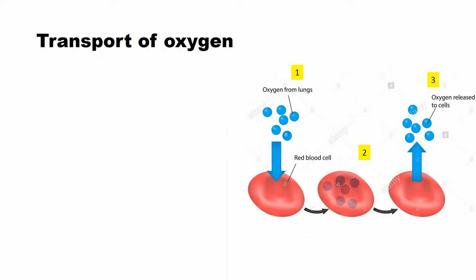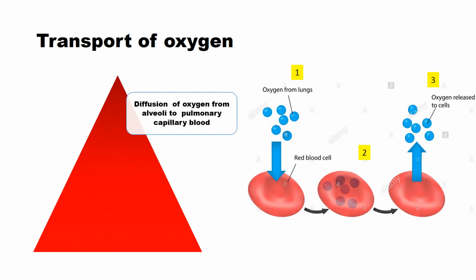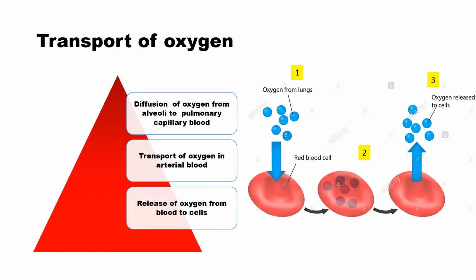The transport of oxygen from the lungs to the level of the cell, as you can see, is a 3-step process. The first part is the diffusion of oxygen from the alveoli to the pulmonary capillary blood. Next, this oxygen will be carried through the arterial blood to the level of tissues or the cells, and finally the oxygen will be released to the tissues or the cells by the process of diffusion.